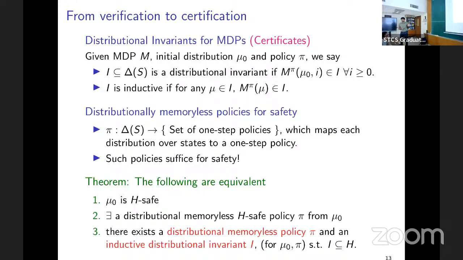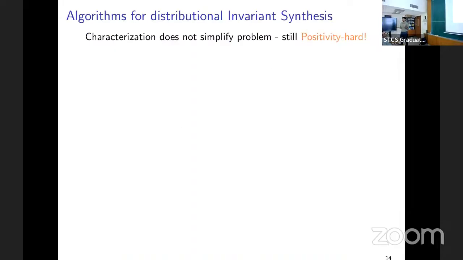We reduce the problem of H-safe into a problem on distributional invariants, but these things are equivalent, which means that we cannot solve this one either. All this means is that I have reduced the problem to a problem on inductive distributional invariants, but this problem is as hard as the original problem, because the shape of this inductive distributional invariant can be arbitrary. We don't know what that object looks like, right? And so that tells us an idea of what to restrict.